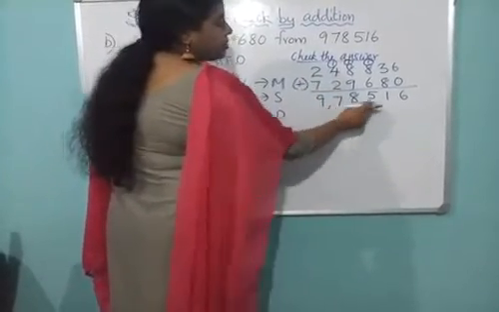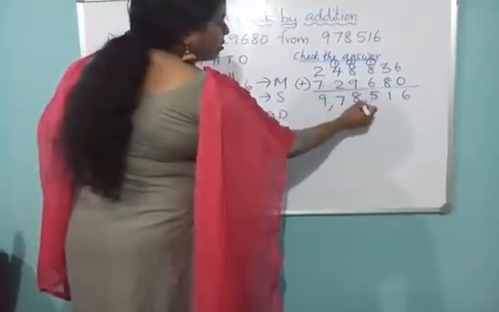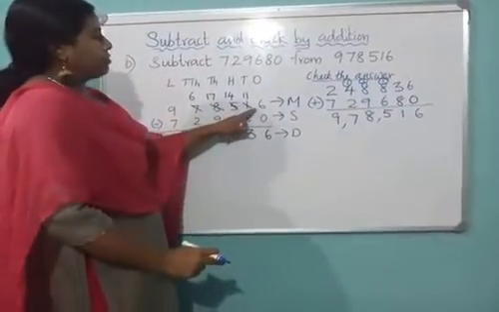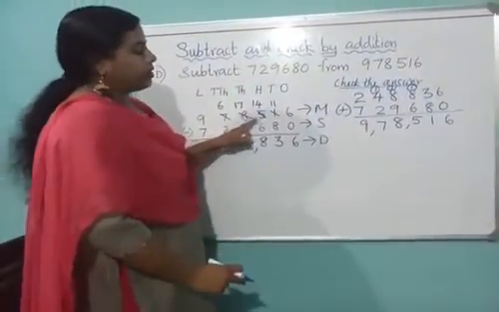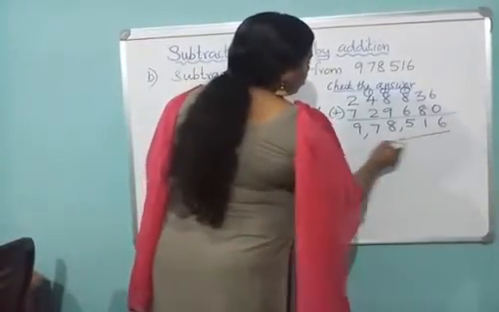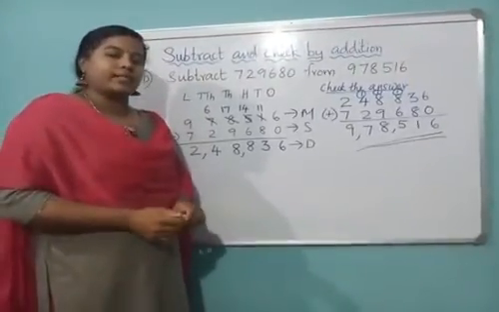Compare this number with this. You got 9,78,516. This answer is the same as the minuend, 9,78,516. So you check the answer. This is the way how to do the subtraction of large numbers.